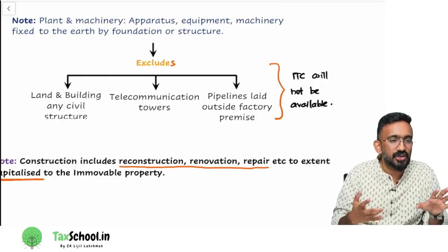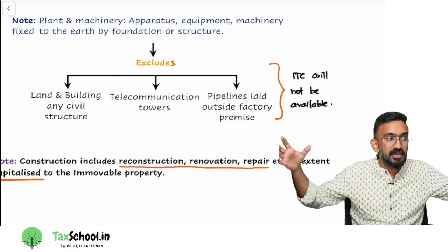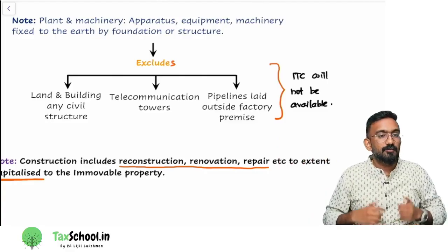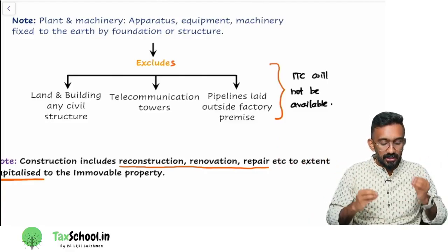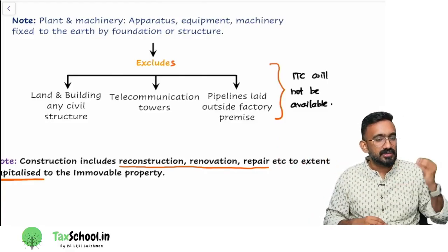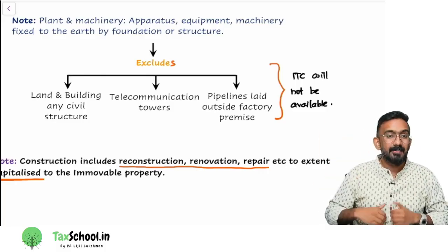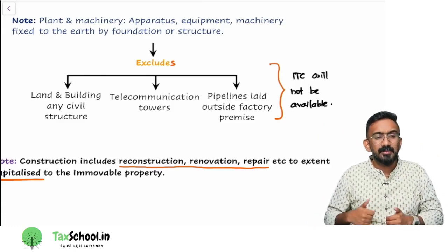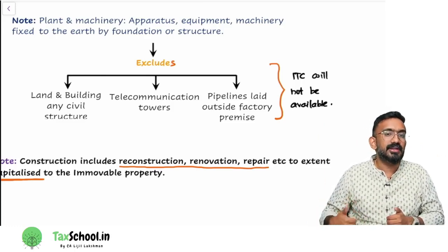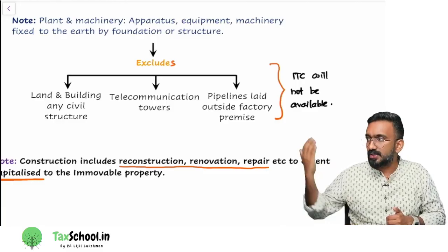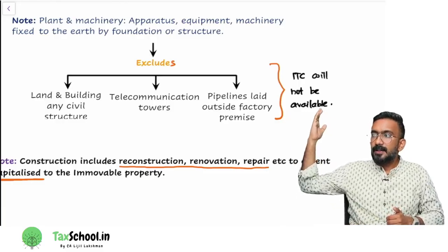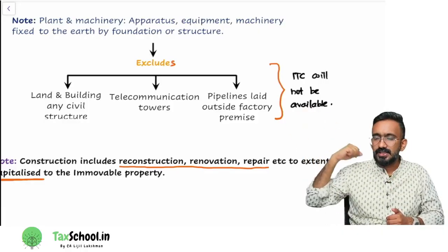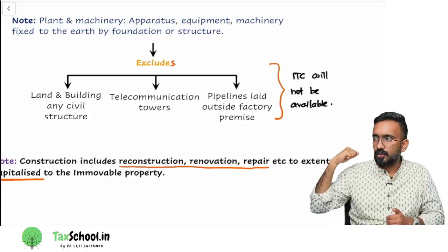You can't take ITC on the contract you have given for building this factory building, but the machine you can take ITC. Telecom towers for Jio, BSNL, Airtel, telecommunication towers are not considered to be plant and machinery. Third one, pipeline laid outside the factory. Whatever pipeline you have outside the factory will not be treated as plant and machinery. These three things are not considered to be plant and machinery. So you can't take ITC on the works contract or purchase of raw material for these three things.